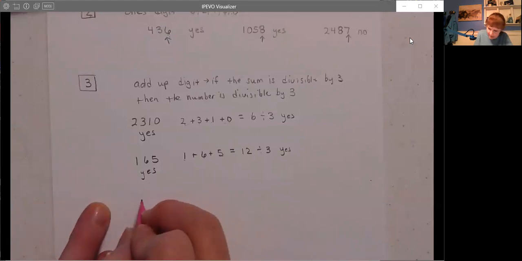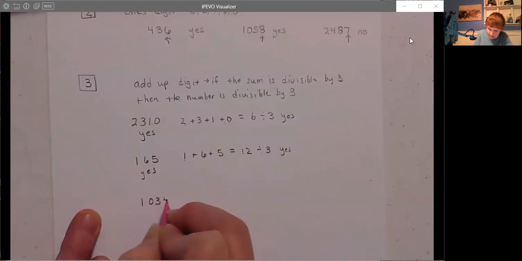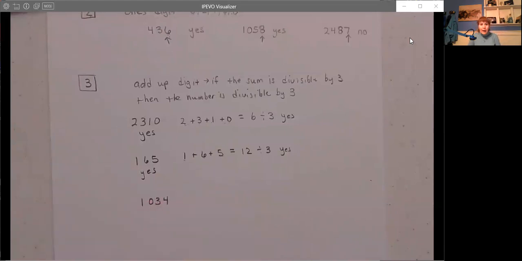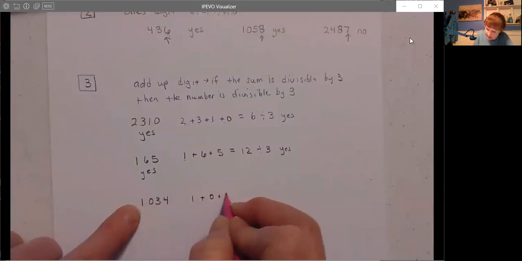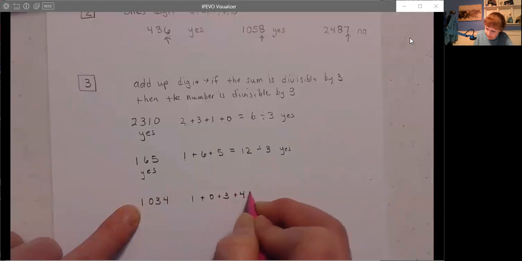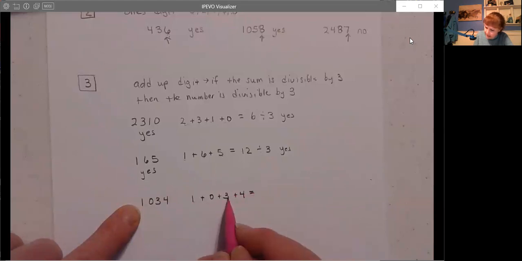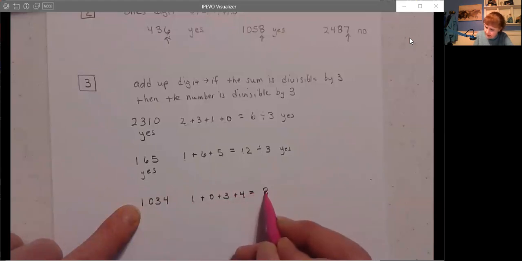All right, how about 1,034? Would 3 go into that evenly? Should you even waste your time seeing if 3 would go into that evenly? Well, we'll take 1 plus 0 plus 3 plus 4. I add these up, I get 8. 3 does not go into 8 evenly.